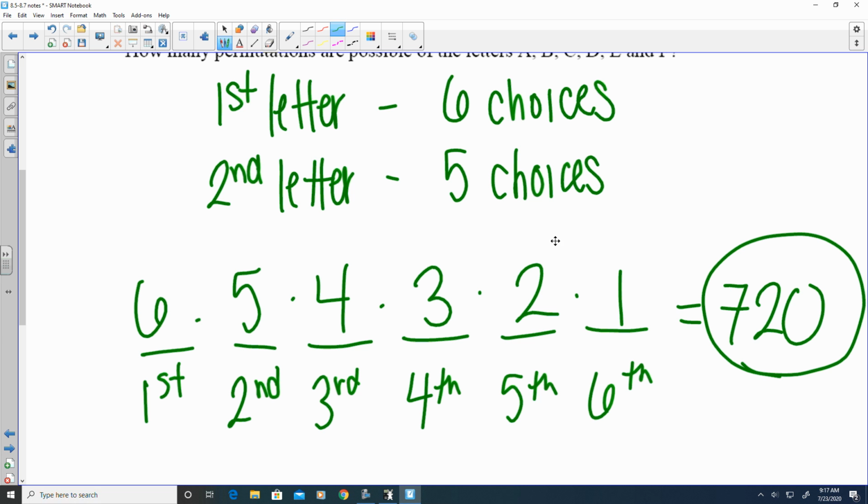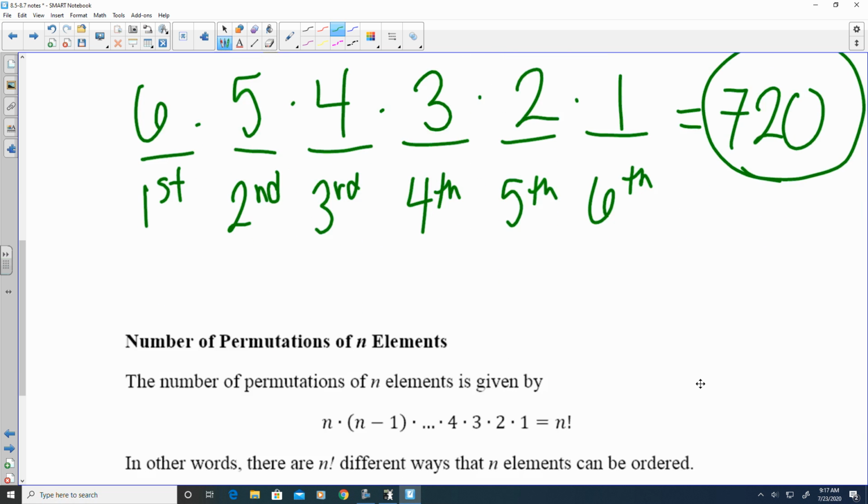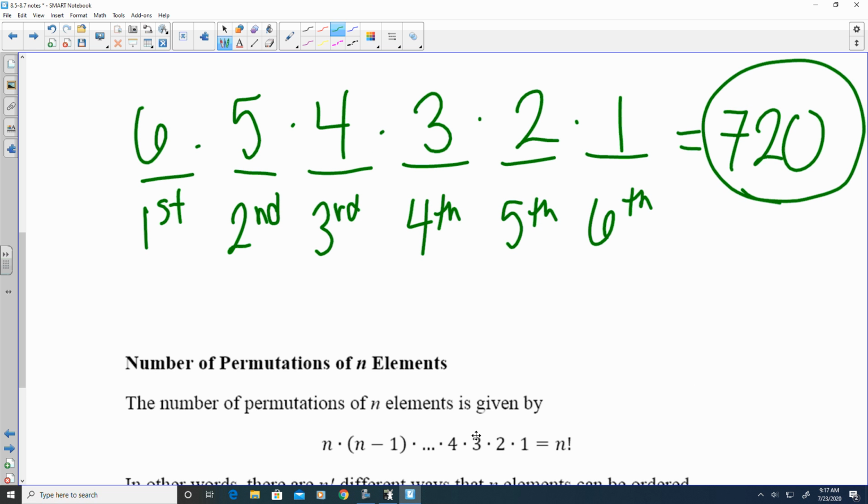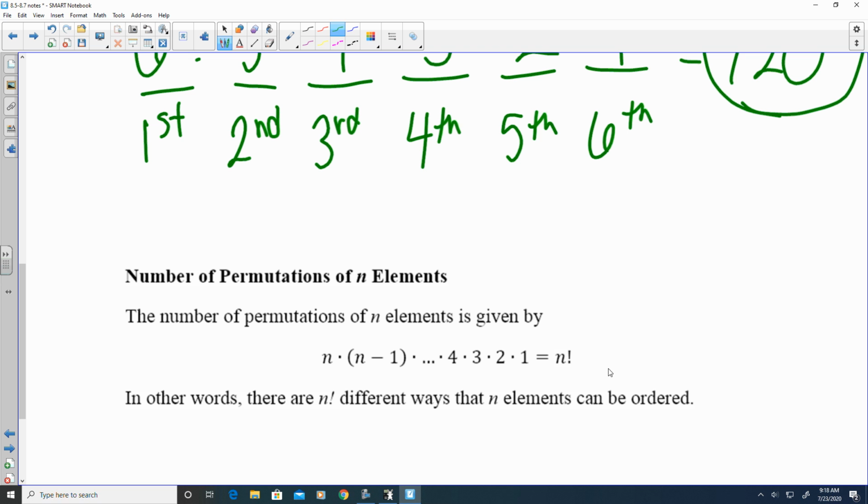Now, hopefully this looks familiar to you, 6 times 5 times 4 times 3 times 2 times 1, because in the last section we were talking about factorials, which is exactly what this is. If we are ordering n elements, then we do n factorial, which is exactly what we did. We were ordering 6 letters, so we did 6 factorial to get there. And if this diagramming helps you, please continue to do it. But if you remember that trick, you can just do n factorial a little bit faster.